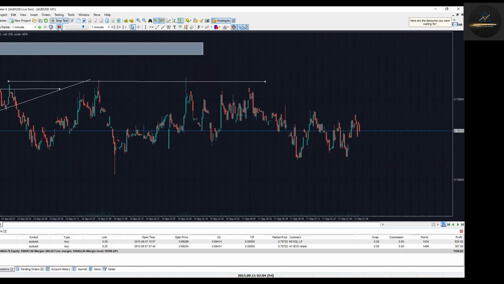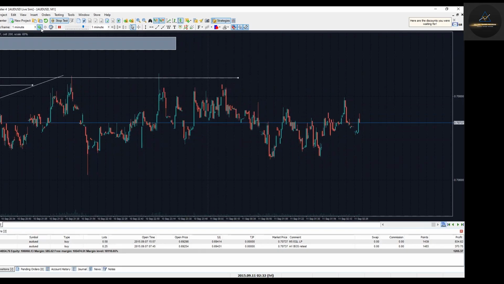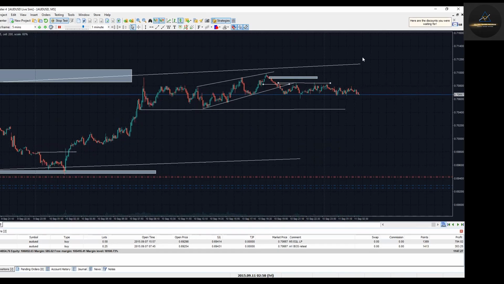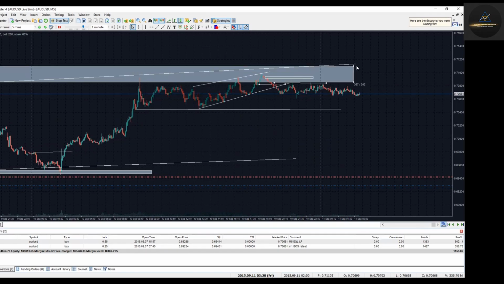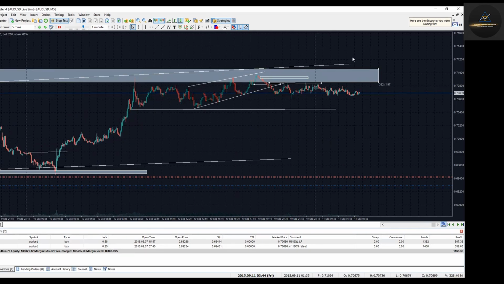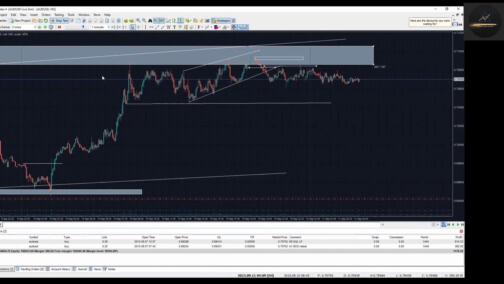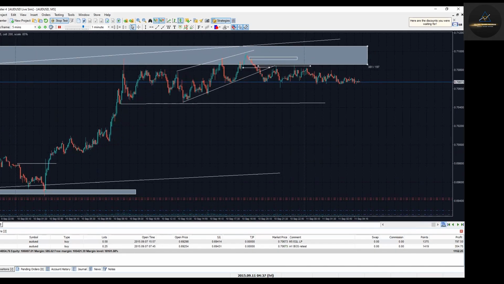If it still works out, fine. It's just not my trade anymore. That's just the way it is. I would rather see a liquidity zone, like a bank zone outside of this pattern, outside of this higher, bigger pattern. So let's look for it whilst this is playing.